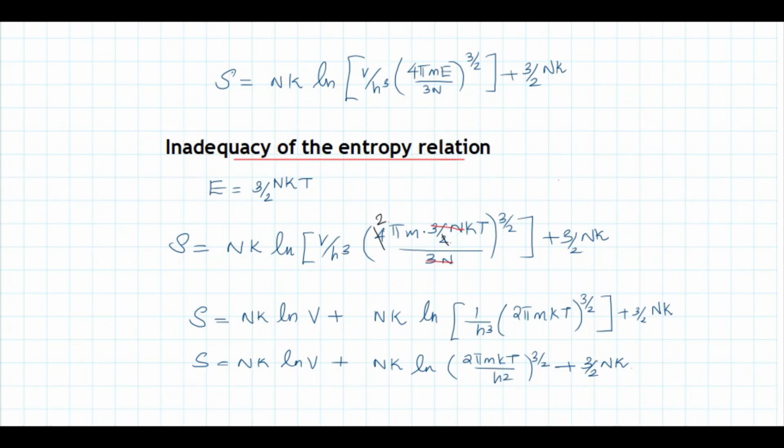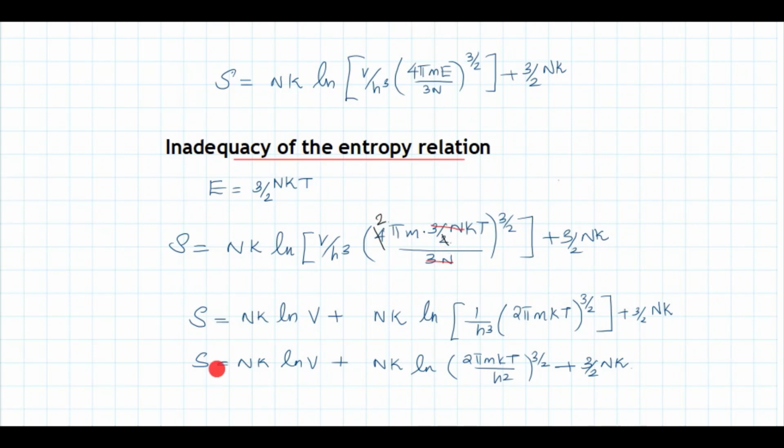We can write energy as 3 by 2 nkT. So substitute for energy here as 3 by 2 nkT. Then you will get S equal to nk log V plus nk log [1 by h cube into (2 pi m kT) raised to 3 by 2] plus 3 by 2 nk. Here the 3n factor will cancel with the denominator, and the 4 and 2 will cancel. You will get a 2 in the numerator.